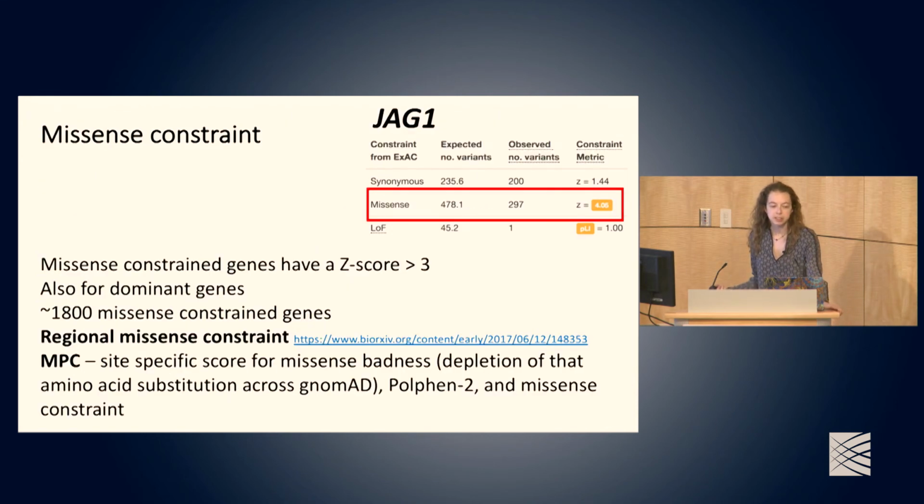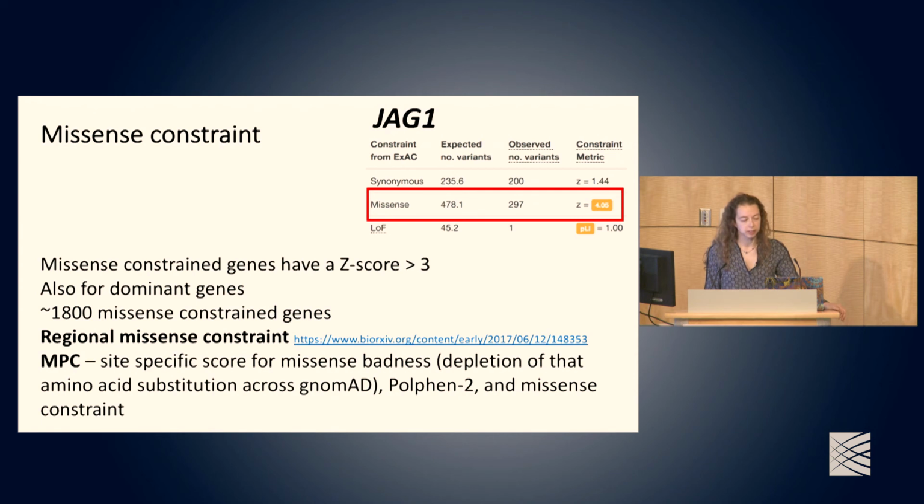The second is missense constraint. So there's about 1,800 genes that are missense constrained across the whole gene. We call missense constraint having a z-score greater than 3. Kaitlin then went and tried to find regions of the gene that were missense constrained. And that work is still on bioRxiv, and I'm going to tell you a little bit more about how you can access the data more easily.